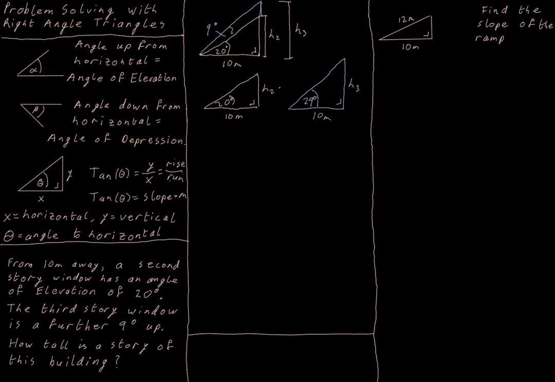I say, well, how can I find how tall a story of this building is? Well, if I can find the height to a given point on one story and the height to the same point on the third story, the difference between those would have to be the height of a story. The height I am looking for would have to be the height of the third story minus the height of the second story. So I need to find H3 and H2. I need to find the height of the second story, height of the third story, subtract them, and that gets me the height of a story of the building.